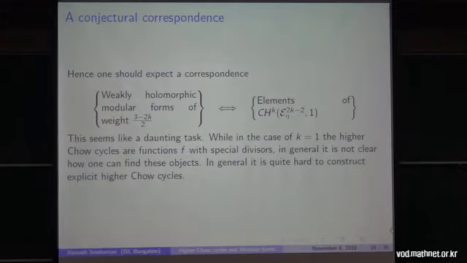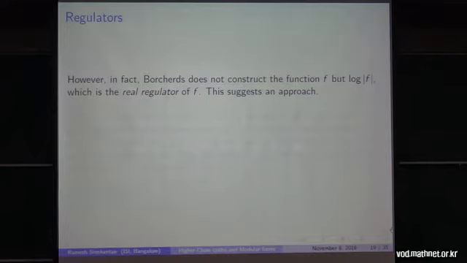Okay. But if you look at the work of Borcherds, he doesn't quite construct the function f, whose divisor is the thing. He constructs the function log f, okay, log of the absolute value of f. And somehow between f and log f there isn't much difference, but it's log f that is the real regulator of f. Okay? And so this suggests an approach.